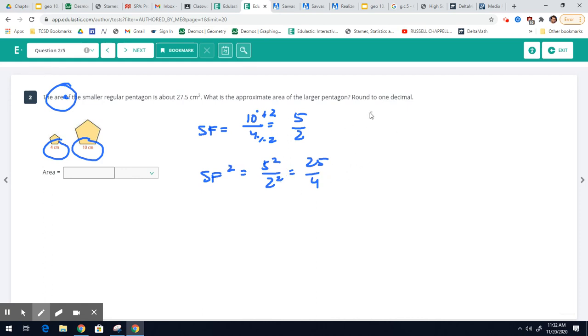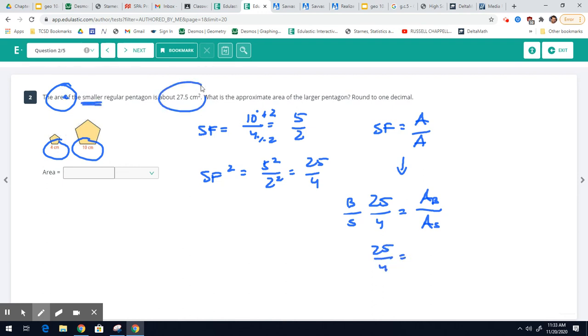Well, we can set up a proportion using the scale factor and then the areas in a ratio. So our ratio is 25 over 4. Obviously, that's big over small. So when we put our areas, we have to put the area of the big figure on top and the area of the small figure on bottom. So 25 over 4 is going to equal, now they give us the area of the smaller figure, 27.5. That's going to go on the bottom. And we are looking for the area of the larger figure, that's our x, which goes on top.